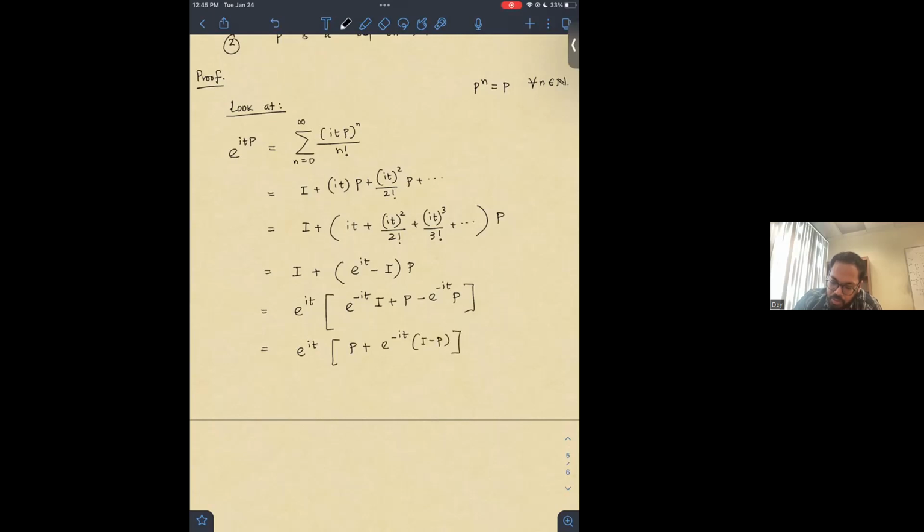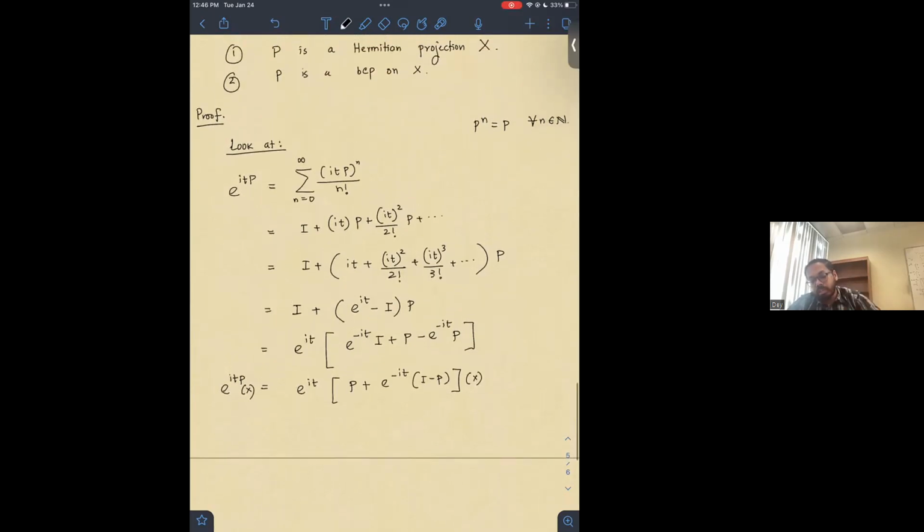So this operator on the left looks something like this. And let's act it on x. Let's not be lazy. Now we have to prove one if and only if two. So let's take the norm. If I take the norm on both sides, we all can see that this has absolute value 1. So it turns out to be the norm of (P plus e to the negative it (I minus P)) acting on x.